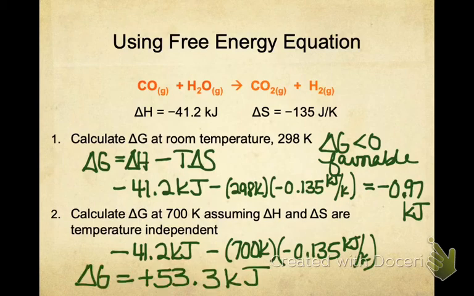So delta G is a positive value this time. So delta G is greater than 0, and because it's greater than 0, it's non-spontaneous. But maybe in reverse, at these temperatures, it would be spontaneous at 700 degrees K.